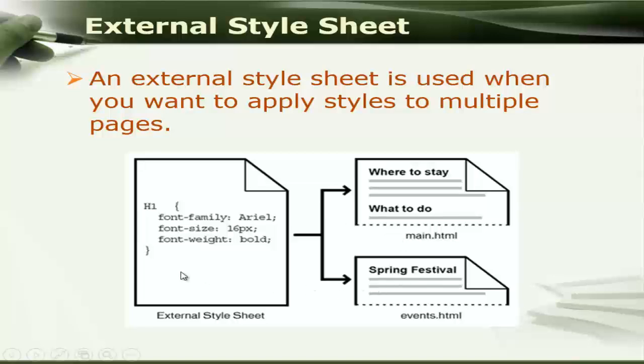Suppose I create a rule for an ID like number sign ABC, and then apply some rules there. Assuming that I have applied the rule, now I can go here and start a paragraph P and say ID equal to ABC. It's going to work fine. I can go to another document, start a div and give an ID of ABC. This is going to work fine.